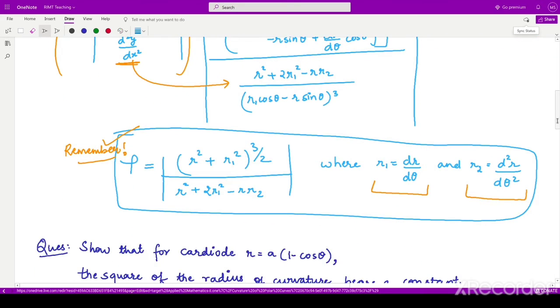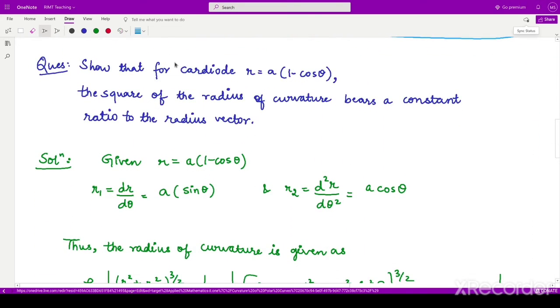So let us have a look at one question. Suppose we are given this curve, the cardioid, which we have traced in the previous class. So this r is equal to a(1 minus cos theta). We have to show that the square of the radius of curvature, if the radius of curvature is given by rho, bears a constant ratio to the radius vector. The radius vector is represented by r, so this ratio is constant. That we have to show.